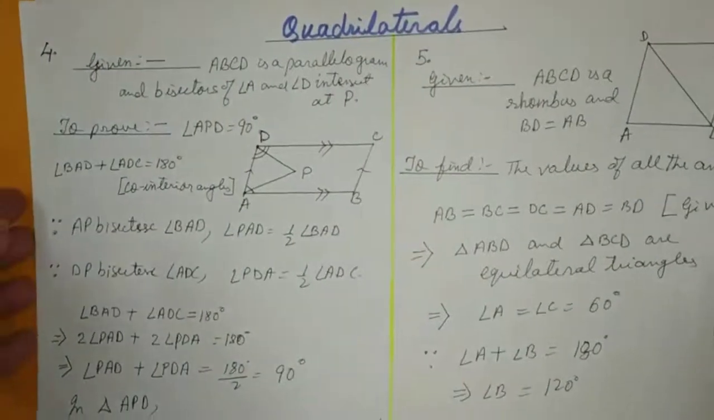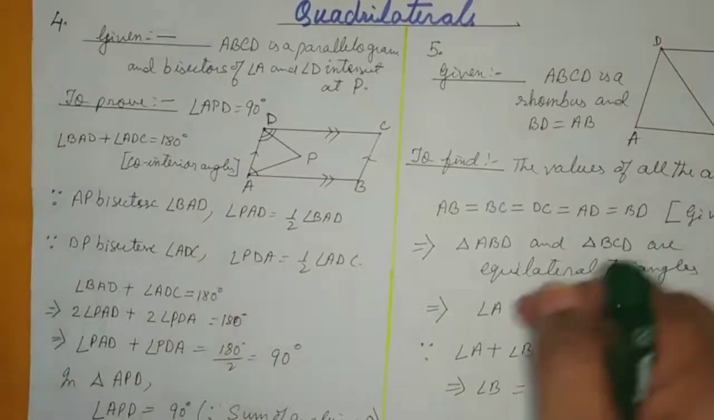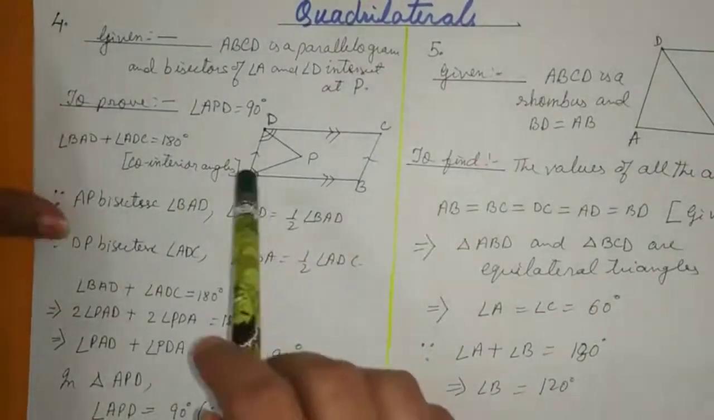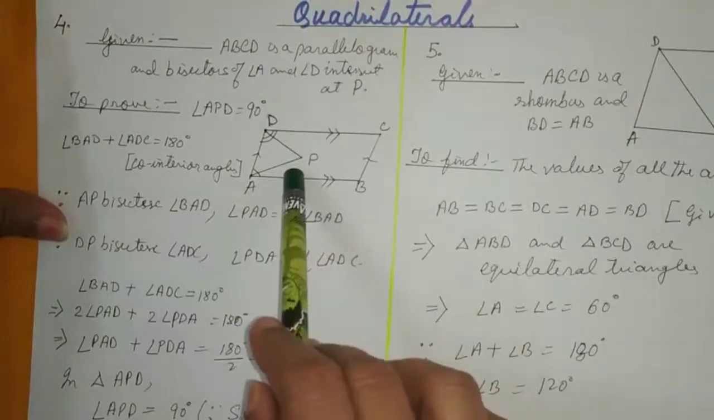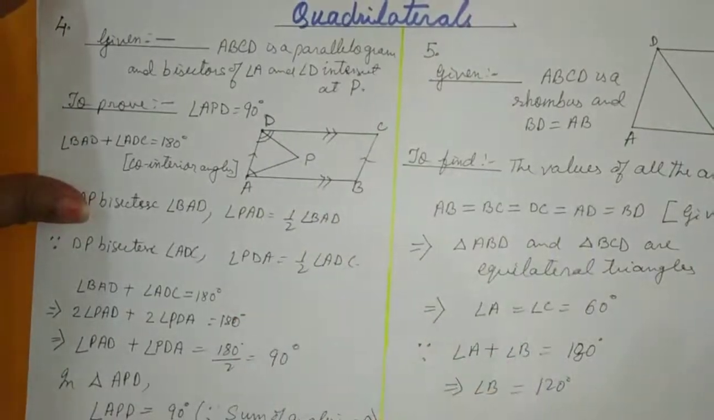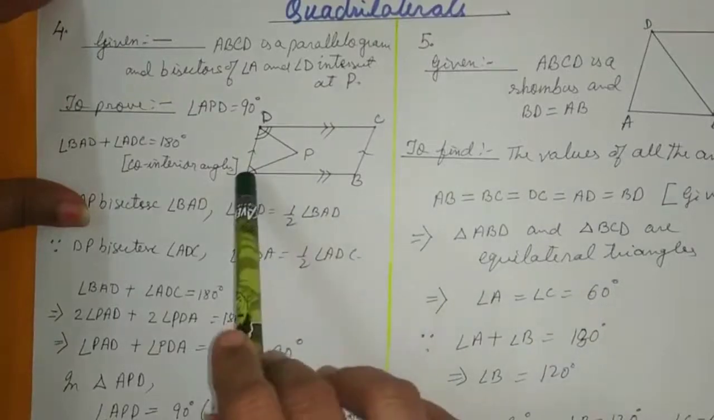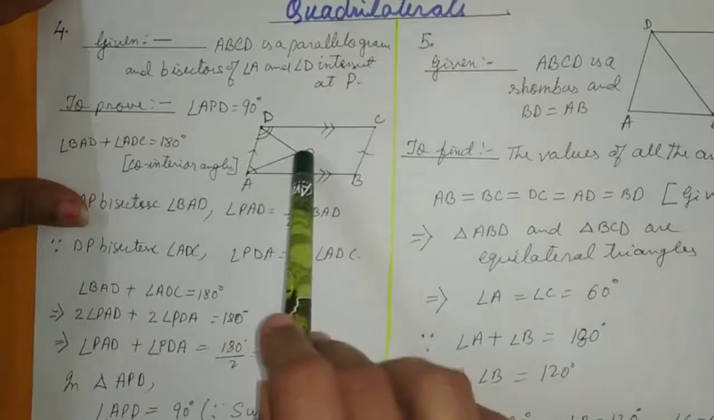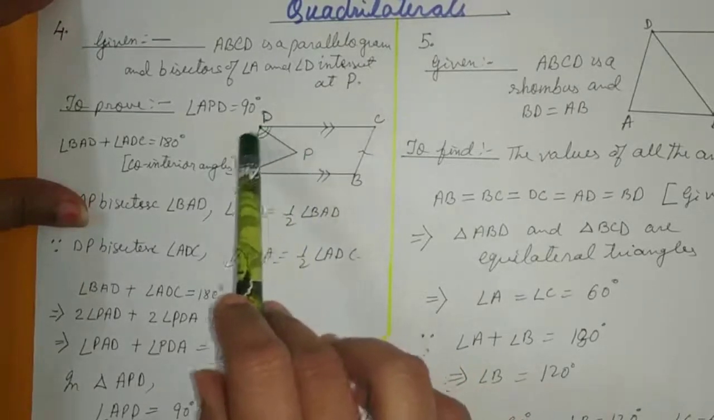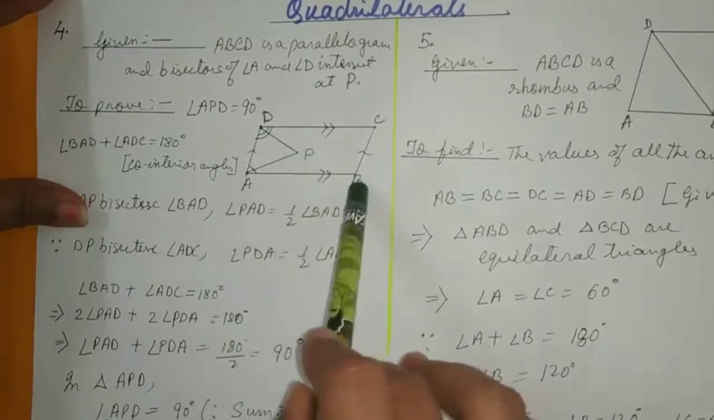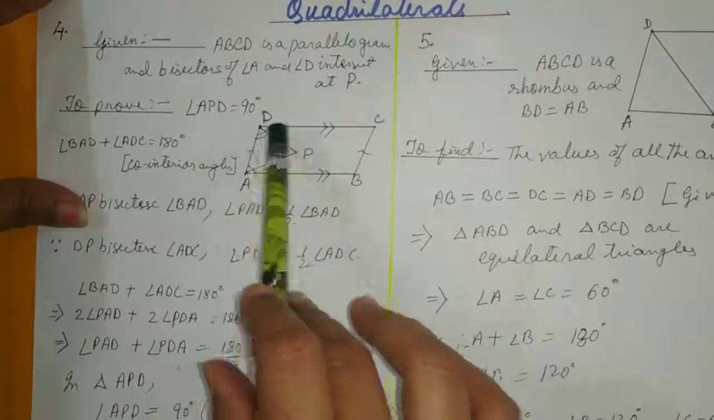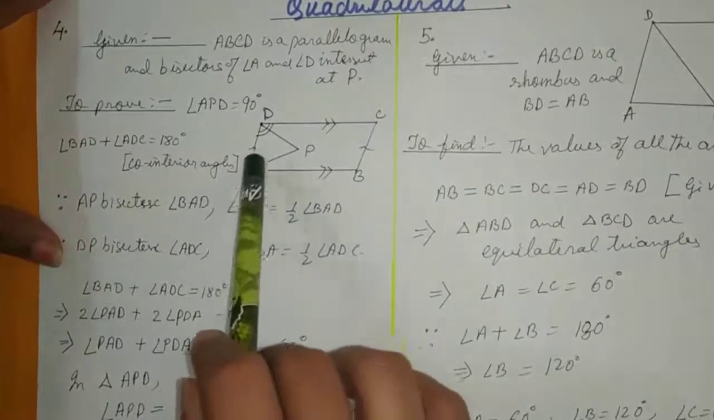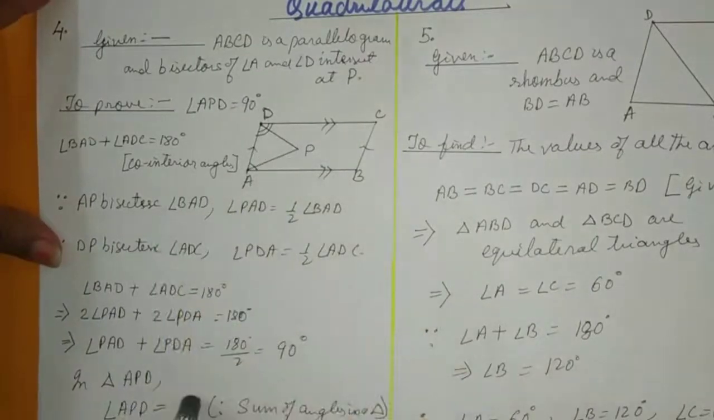And the next question is question number 4, where according to the figure it is given that ABCD is a parallelogram and the bisectors of angle A and angle D meet at P. That means AP bisects angle DAB and DP bisects angle ADC. You have to prove that angle APD is equal to 90 degrees.